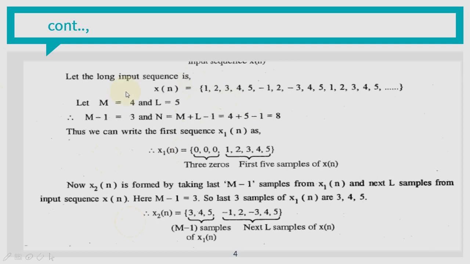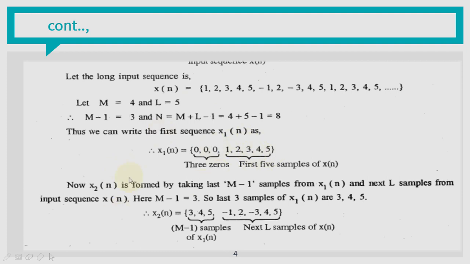Suppose let us take the input sequence 1, 2, 3, 4, 5, minus 1, 2, 3, 4, 5, 1, 2, 3, 4, 5. Let M equal 4 and L equal 5. So M minus 1 is equal to 3, and N is equal to M plus L minus 1, that is 4 plus 5 minus 1, so 8 samples. In the first block x1 of n, M minus 1 zeros, that is three zeros, should be padded, and L is 5, so the first 5 samples, 1, 2, 3, 4, 5, should be taken from the input sequence.